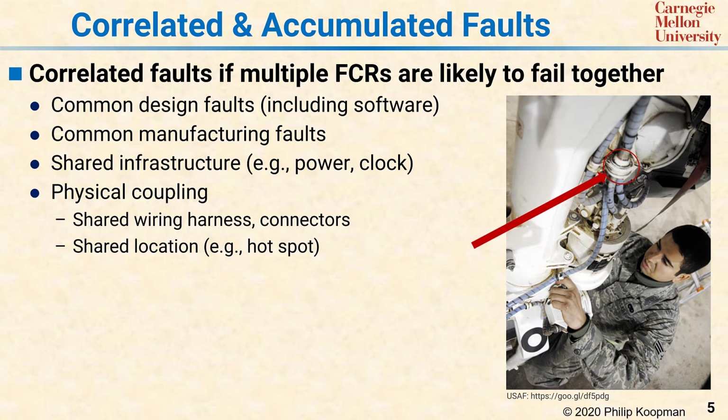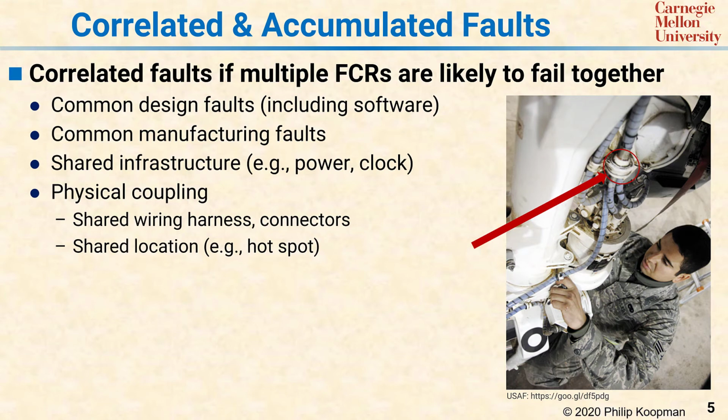The point with correlated faults is that they really are basically single points of failure because there's some single event or single cause that can cause multiple supposed fault containment regions to fail together. That's because there's some phenomenon that can cause multiple fault containment regions to fail together, meaning they're not independent.